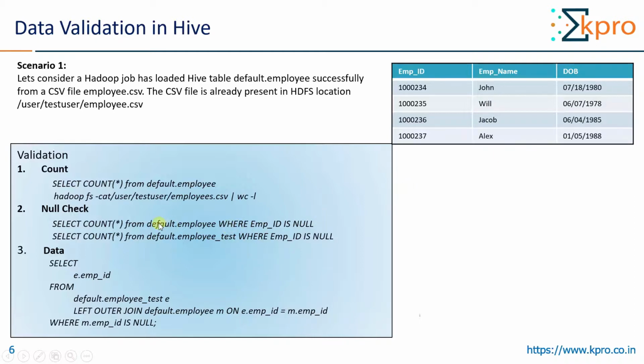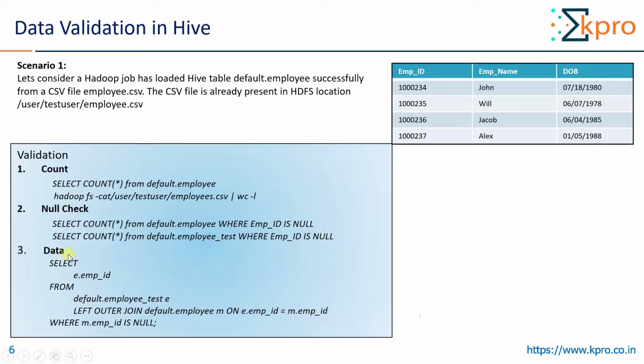To confirm the null values are not available in the file, we need to create an external table which points to this location. When we create that, it will be easy to check the count of records which are null.